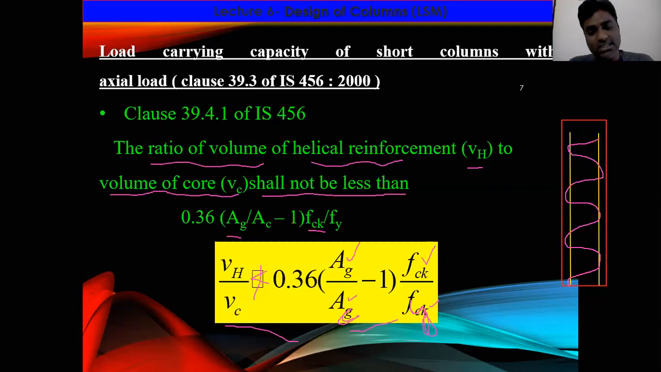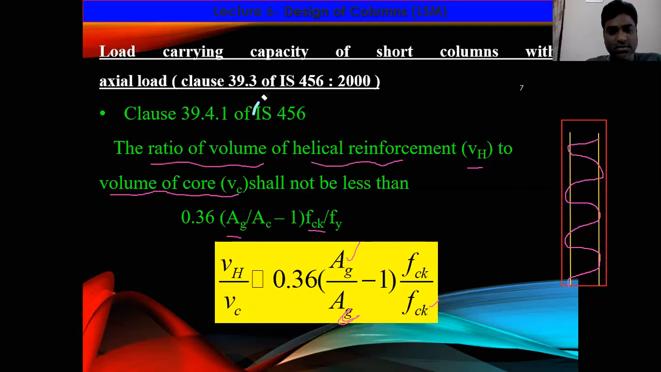So Vh is nothing but the volume of helical reinforcement. First we will go for how to find out Vc. Vc is nothing but the volume of core. What is meant by volume of core? Let us characterize all this.